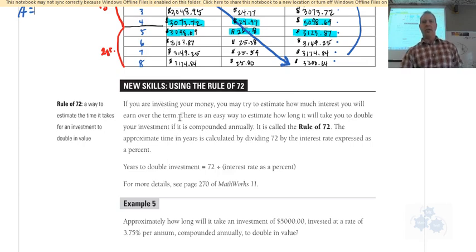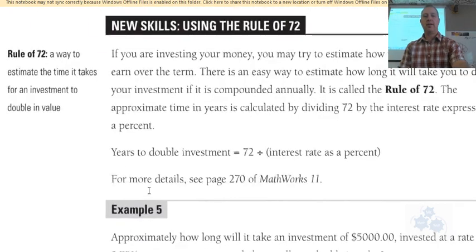If you're investing money, you may try to estimate how much interest you will earn over time. There's an easy way to estimate how long it will take you to double your investment if it's compounded annually. It is called the rule of 72. The approximate time in years is calculated by dividing 72 by the interest rate as a percent. So here it is, right here. This is the description of it. I'll zoom in a bit so you can read that.